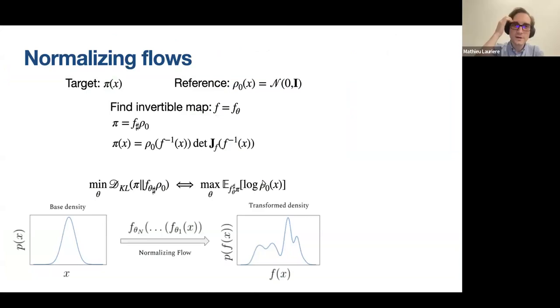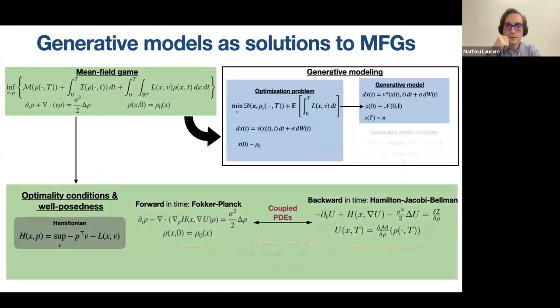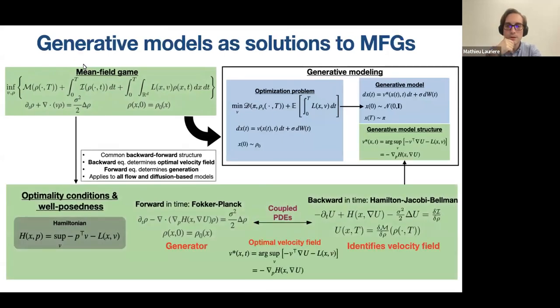Just Terry, can I ask a quick question on the previous slide? When you say generative modeling in the top right corner, you mean really generative models based on some dynamical formulation, right? I imagine you could have generative models that are not based on SDEs. But you are saying that for this class, because the terminal constraint involves the target distribution, you can interpret it as a mean field game, and then you can use the optimality condition to find the optimal velocity field, or the optimal control. Right.